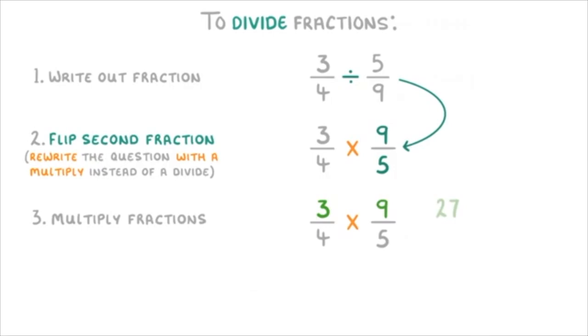So here we do 3 times 9 to give us 27 and 4 times 5 to give us 20. So we have 27 over 20. And as a last step, we need to check if it can be simplified, which it can't. So the answer stays as 27 over 20.